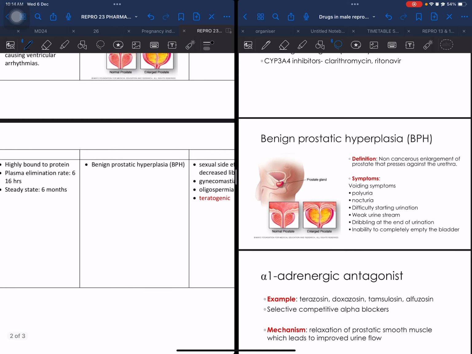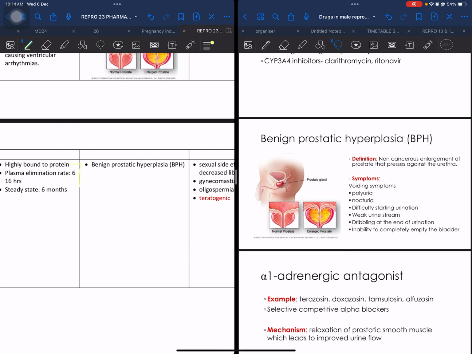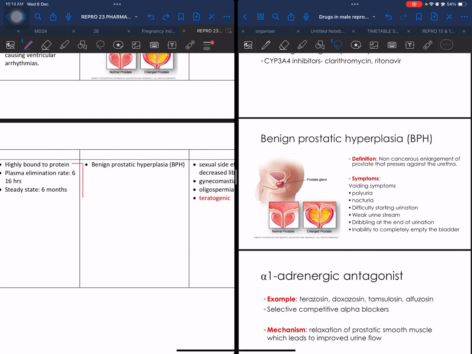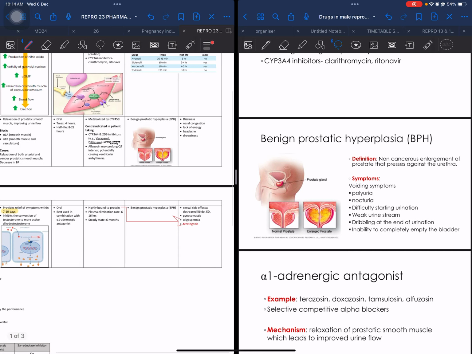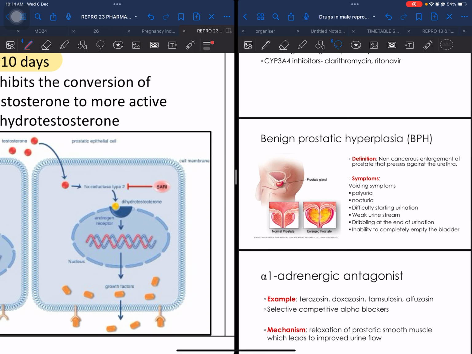So how does it do this? First of all, testosterone enters the cell, and then it will be converted into dihydrotestosterone, because it is dihydrotestosterone that will bind to the androgen receptor. Because it's a nuclear receptor, it will promote the transcription of growth factors. That is the normal physiological process. So a 5-alpha reductase inhibitor will inhibit this enzyme, and it will prevent the conversion of testosterone to dihydrotestosterone. So with no dihydrotestosterone, it cannot bind to the androgen receptor, and there will be no transcription of growth factors.